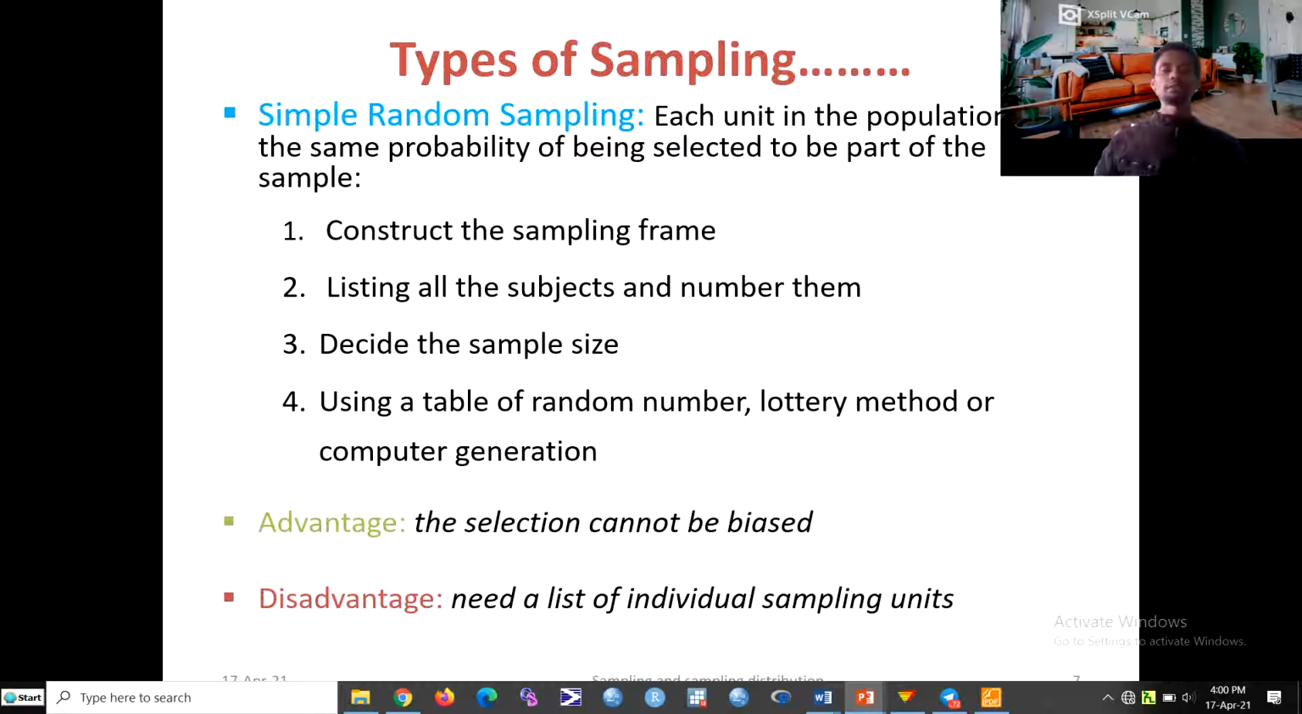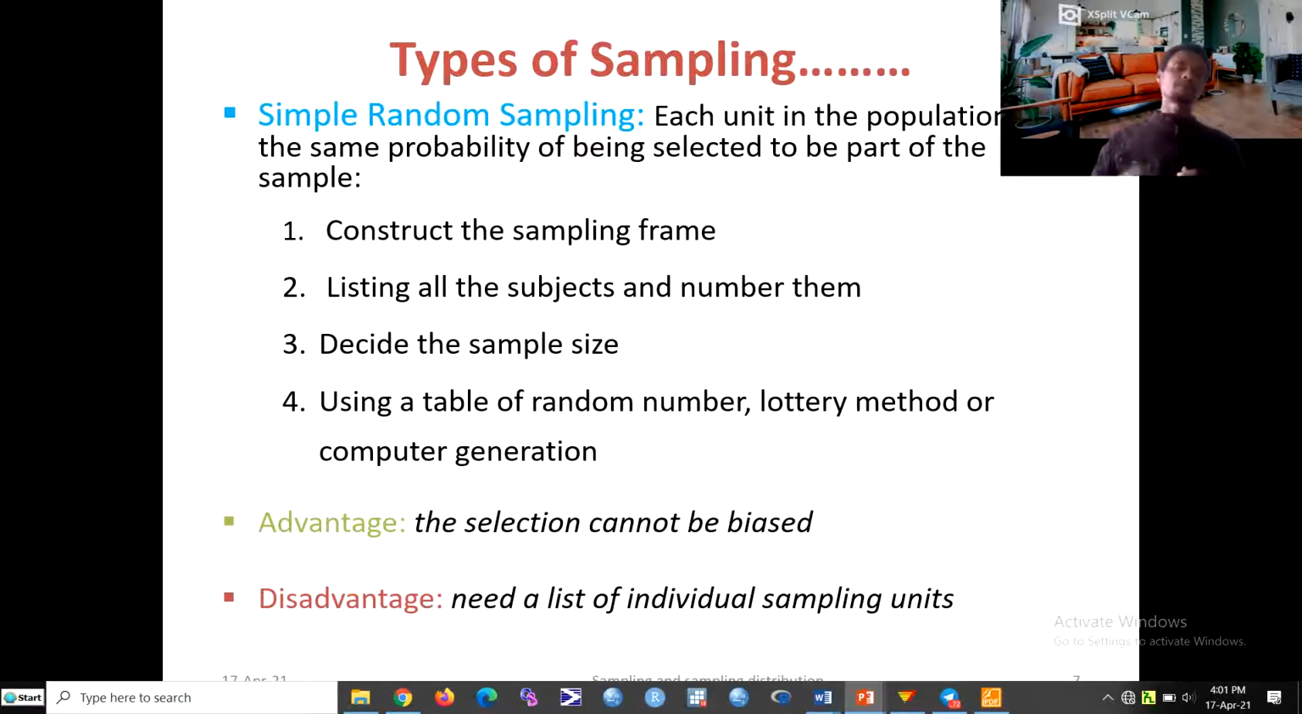So how can you take a sample using simple random sampling? The first thing is we have to construct the sampling frame, a clear frame to take the sample from. How can you create the frame? We have to list all the subjects and number them. If I have 10 individuals, I give them 1, 2, 3, up to 10, or A, B, C, D, E, F, G. And I also have to decide the sample size.